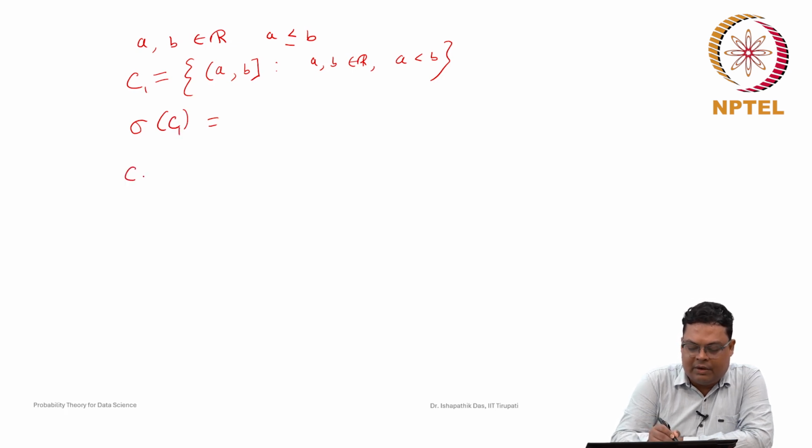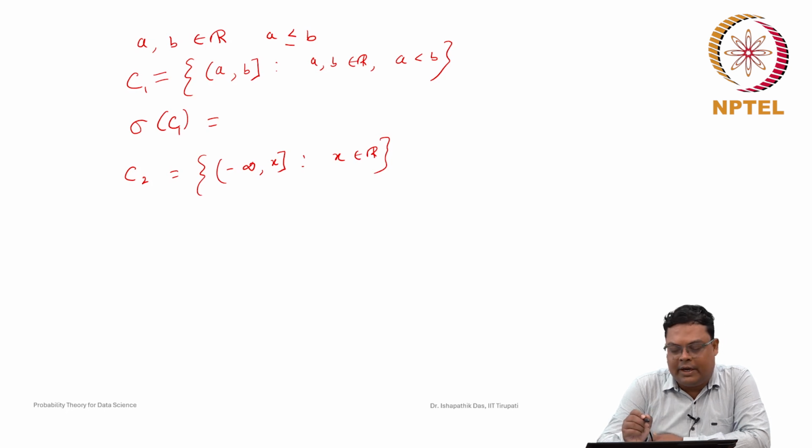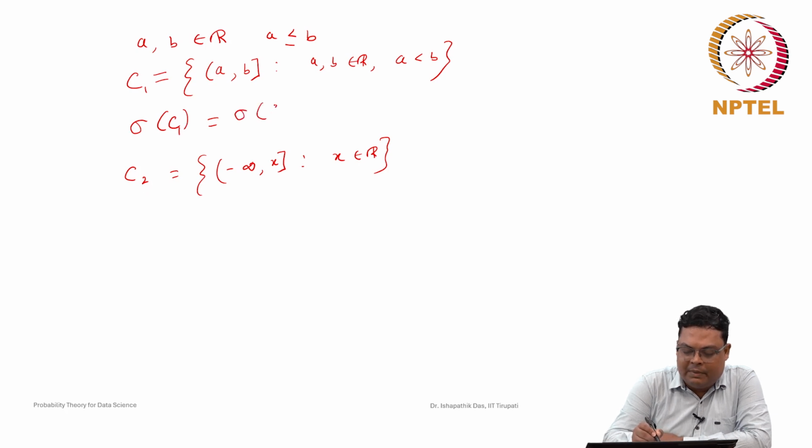Now another collection we can take, C2. This is, suppose, (minus infinity, x] such that x is a real number. Now let us consider the sigma field generated by C2. We will not go through more details about it, but it can be proved that even if you take both open, or closed and open, like that, any of these, and then take the sigma field generated by C1, and the sigma field generated by C2, then this sigma field will be the same as that sigma field, because all these sets will be included in the sigma field generated by C2.